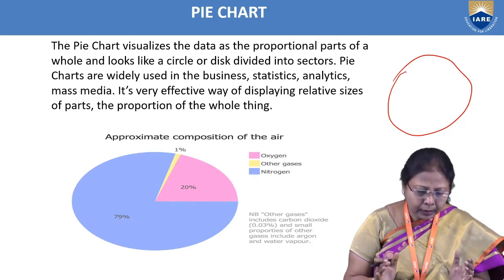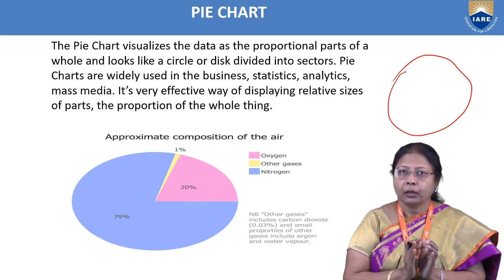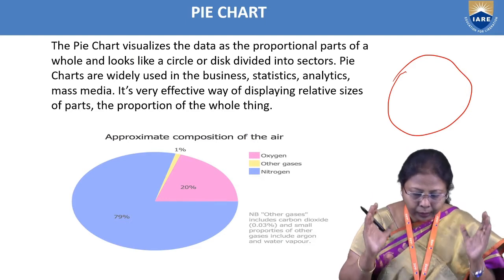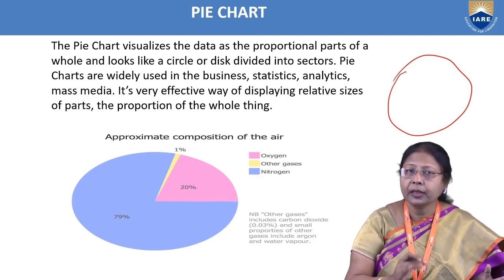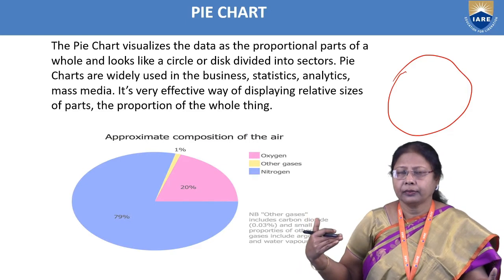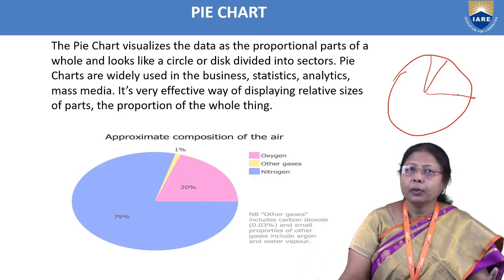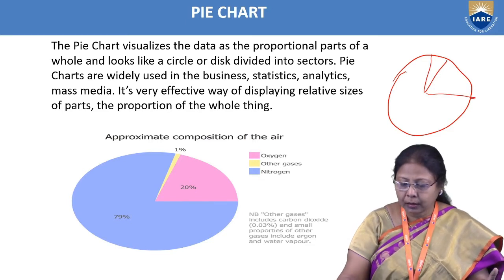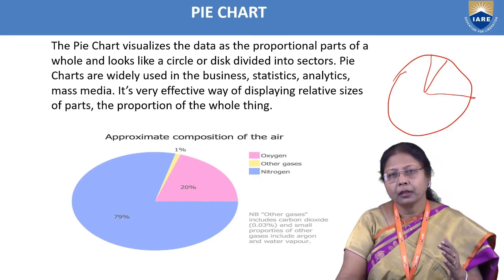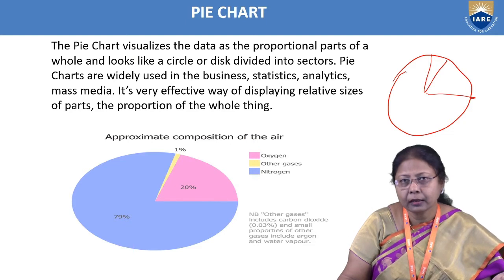So by seeing this pie chart, one can easily understand the composition of air within a fraction of seconds. For this, we need not write a complete paragraph with so many paras. So the use of a pie chart is this: diagrams give much more effect than a text.